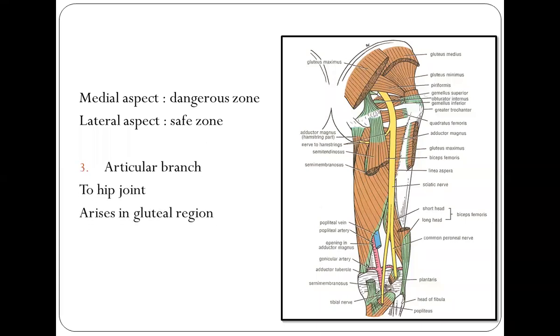And the articular branch of the sciatic nerve, as you know, crosses the hip joint in the gluteal region. So it gives an articular branch to the hip joint.